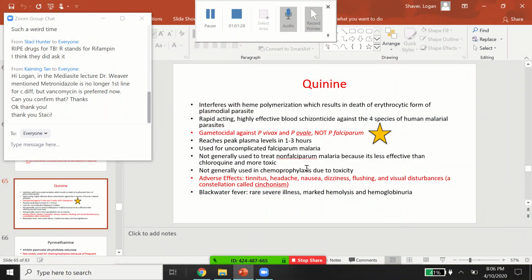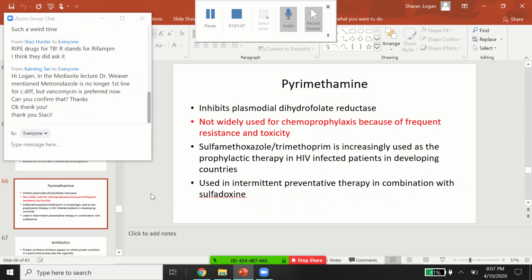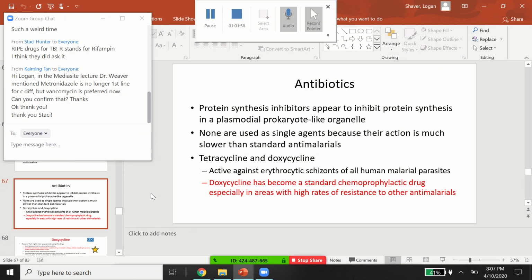So you'd have to know the adverse effects of that drug, and then be like, okay, what drug did she give for quinine, based upon the adverse effects that the stem gives you. So it's got tinnitus, headache, nausea, all these other things with it. Then you got pyrimethamine. It's not widely used for chemoprophylaxis because of frequent resistance and toxicity. So it's just not really used very often, basically.